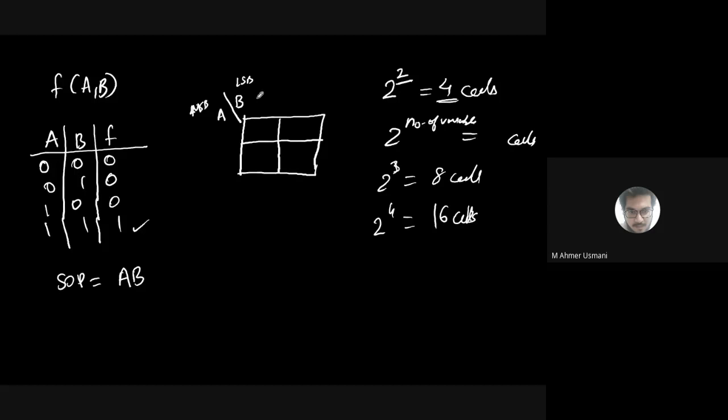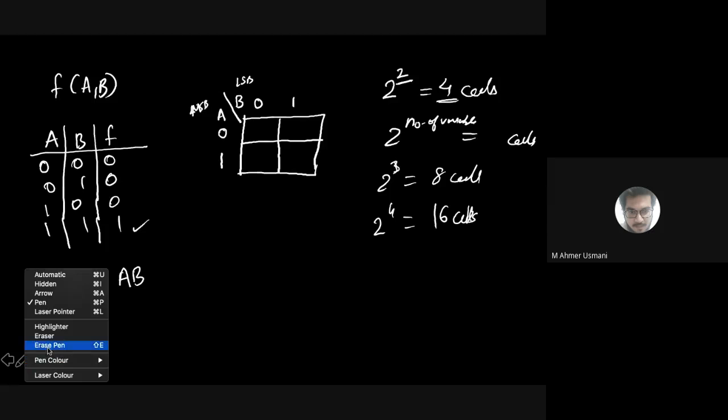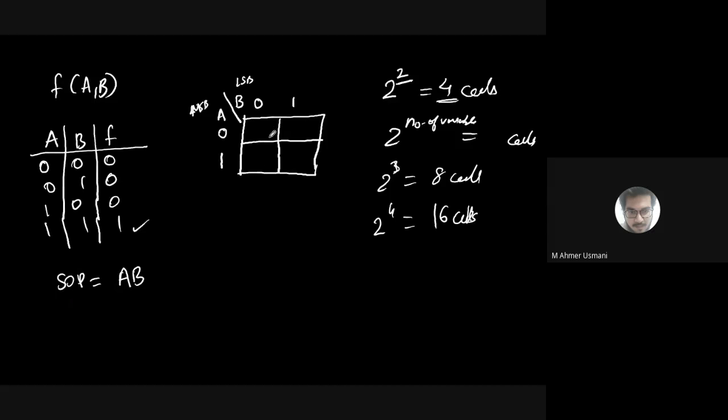Okay, so what can A be? A can be 0 or it can be 1. What can B be? B क्या हो सकता है? B can also be 0 or it can be 1. So this box, can I refer to it as 0 0? Yes, sir. What about this cell? 0 1. What about this cell? 1 0. What about this cell? 1 1. Okay, so मैंने ऐसा cell बना दिया.